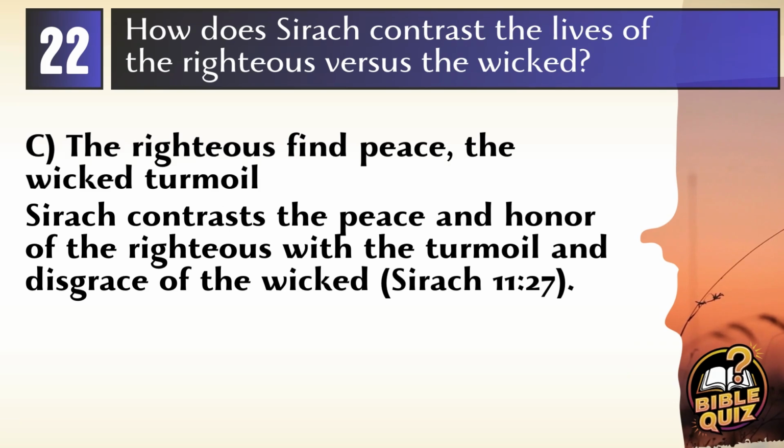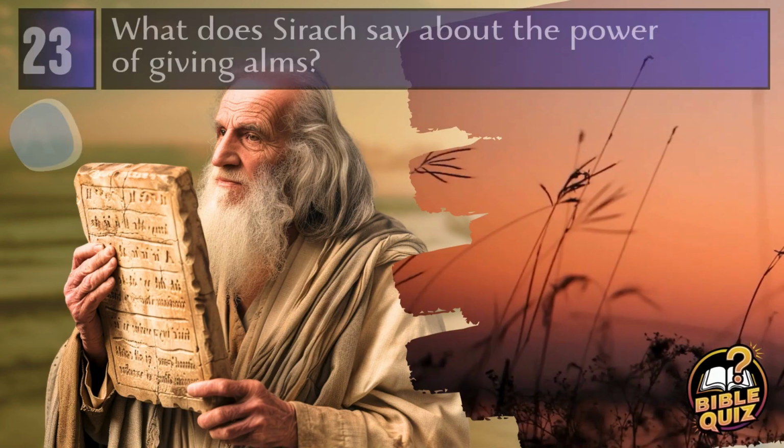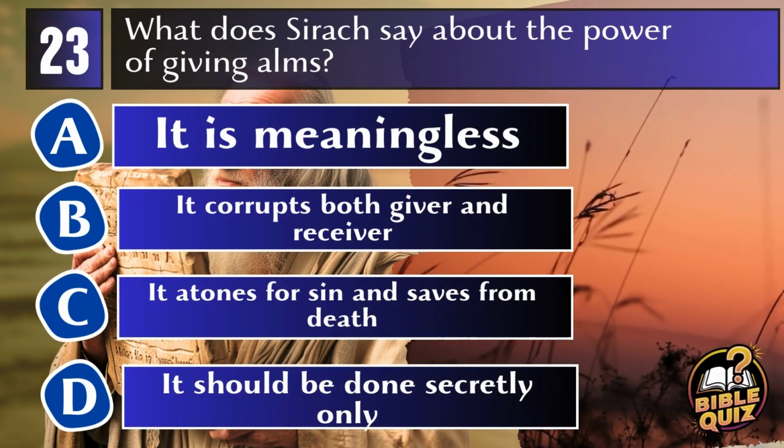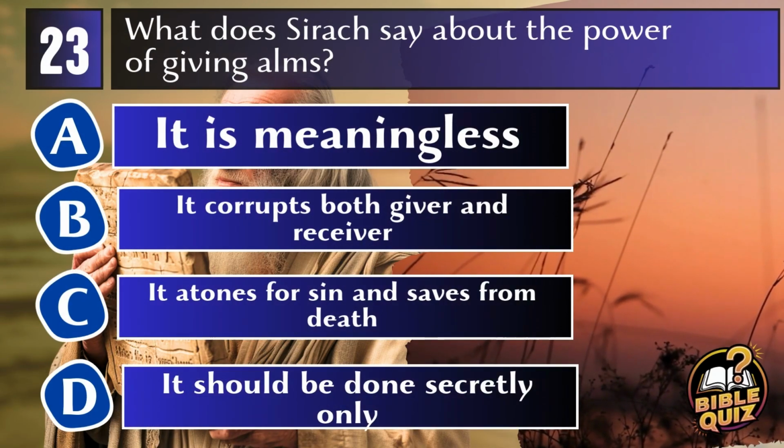Sirach contrasts the lives of the righteous and the wicked by suggesting that righteousness leads to peace and a legacy of honor, while wickedness results in turmoil and disgrace. Sirach 11:27. Question 23. What does Sirach say about the power of giving alms?